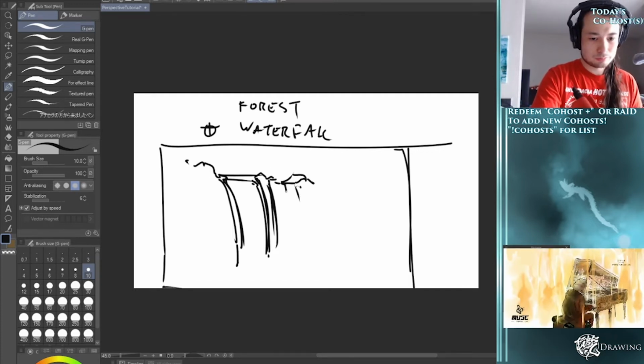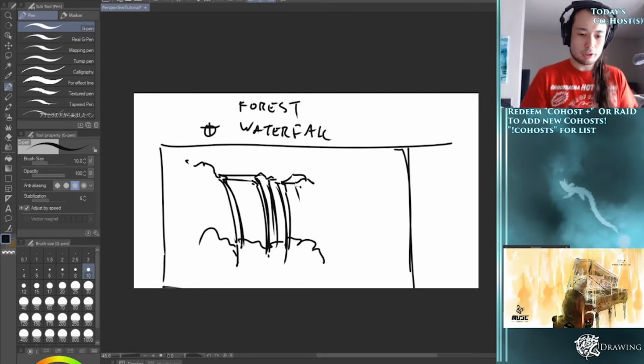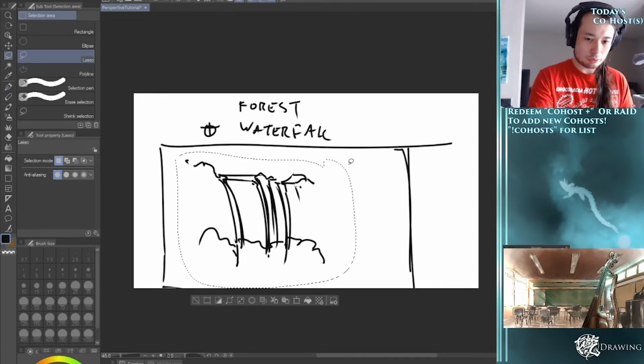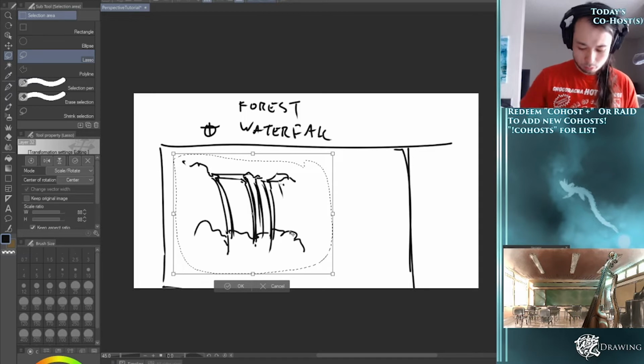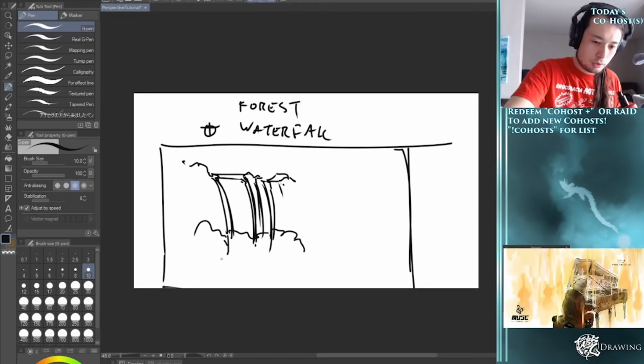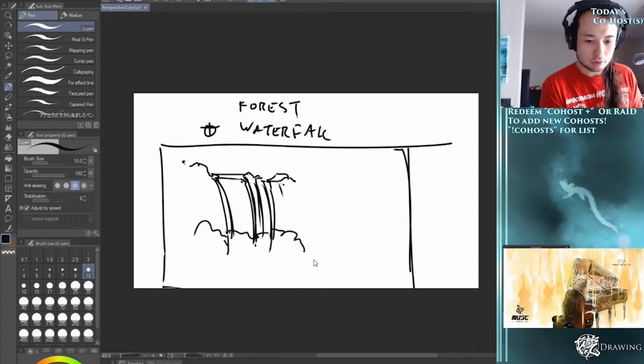So, I'm going to expand some rocks, make some clouds. I'm just drawing a waterfall, like that's all it is. Now what? Well, if there's water falling down, there's going to be a river somewhere. And I want to point at the waterfall. So basically I want to create this motion, okay?